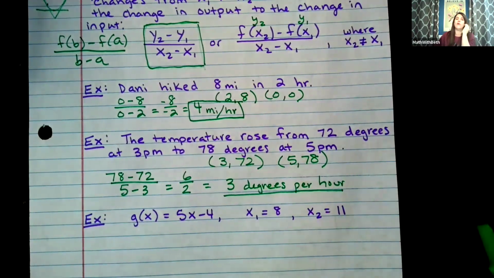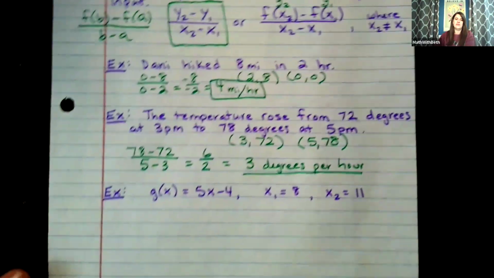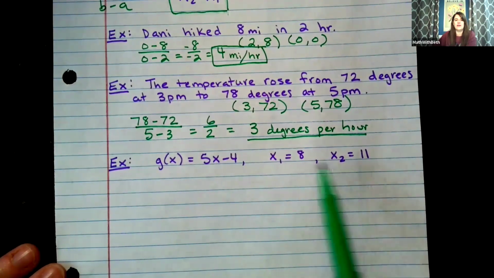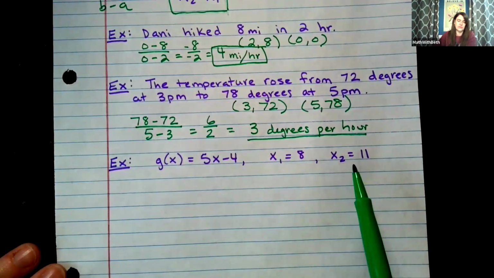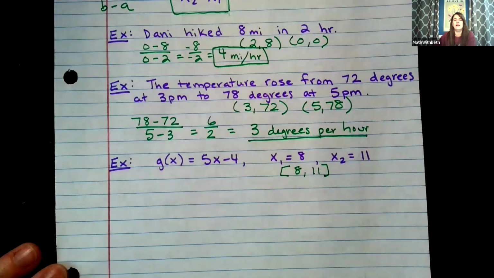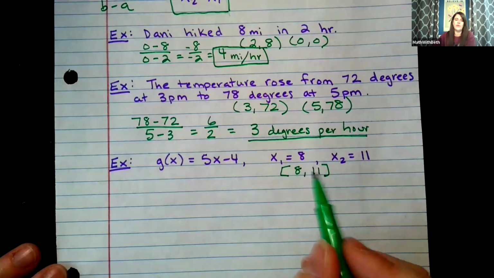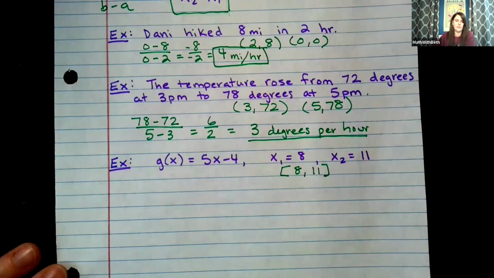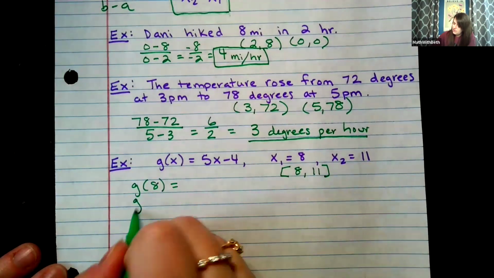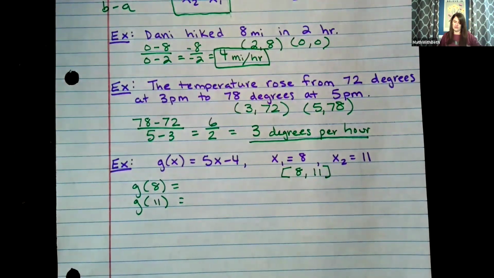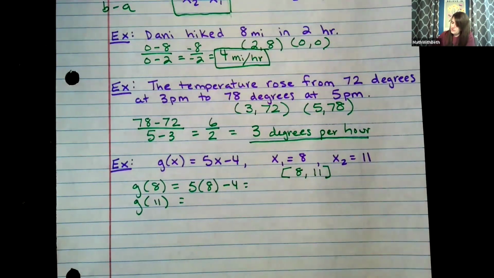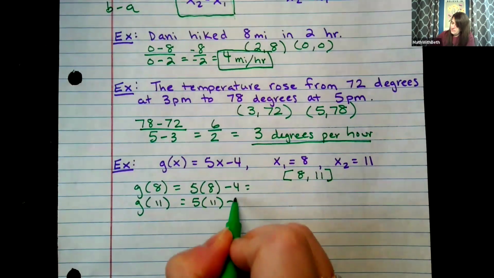Okay, so that's just how to use it when you have all the information. But now what you typically see with average rate of change is something like this, where you have an equation and they've given you 2 x values, either by saying x1 is 8, x2 is 11, or they could say something like find the average rate between 8 and 11. Either way, what we have are the 2 x's. So we do not have enough information right now, but since we have the equation, we can find the y values that go with these 2 x values by plugging them in. So we will do 5 times 8 minus 4, 5 times 11 minus 4.